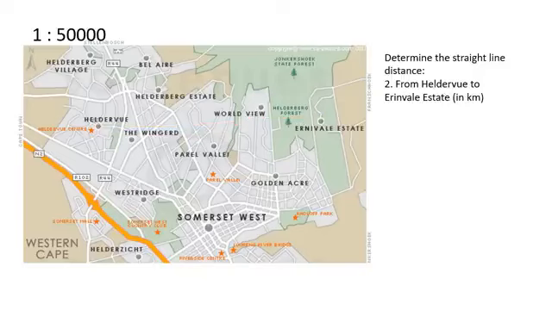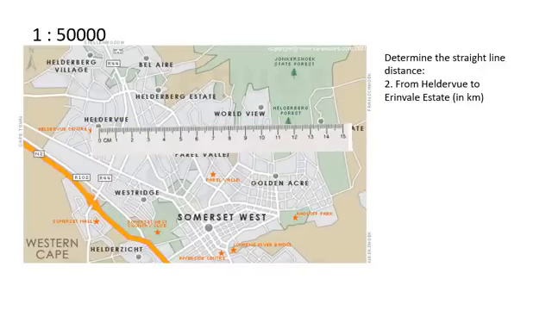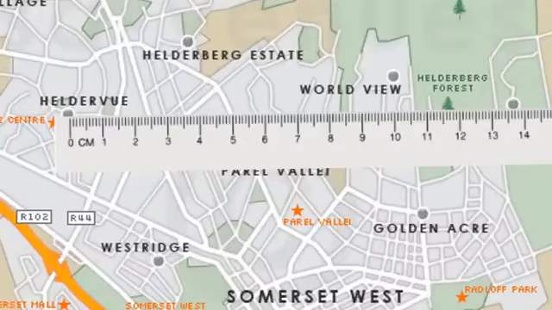So let's go get our ruler. I couldn't get the ruler to rotate perfectly, but you can see here that I've got Helderview and then Erenvale Estate. Ideally, I would have wanted my ruler to go through the middle over here, but that's okay. This is just for practice. I'm going to zoom in now, and if we read off the length, there's 13 and 14, so it's in between. So it's going to be 13.7. Make sure you agree with me on that.